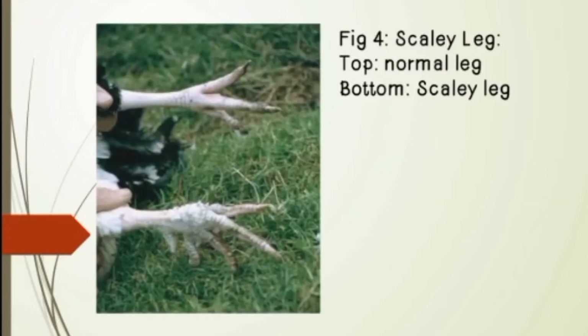Kung mapapansin po natin, yung top leg nung manok ay yung normal leg niya. At yung bottom leg naman po ay ito po yung mayroong scaly leg. Kung mapapansin po natin, yung paa, yung leg po ng manok ay iba. Ganito po yung itsura kapag yung alaga nating manok ay mayroong scaly leg. Ganyan po nagiging itsura ng kanyang leg.